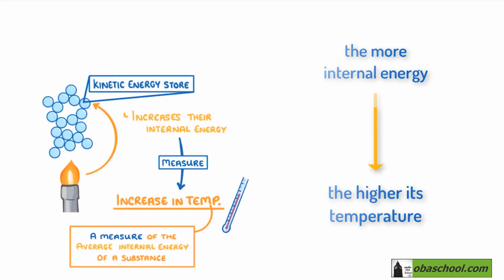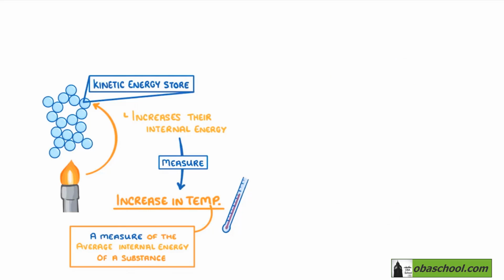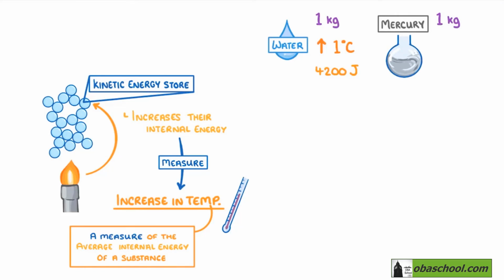However, some materials require a lot more energy to increase their temperature than others. For example, water requires 4,200 joules of energy to warm up 1 kilogram by 1 degree Celsius, whereas 1 kilogram of mercury can be heated by 1 degree Celsius with only 139 joules of energy.